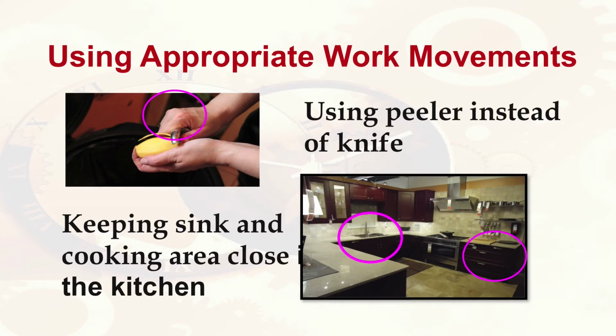How? You can use the peeler instead of the knife. So it will require less movement. You can organize or design the kitchen in a way so your work movements are reduced. So keep the kitchen sink and the cooking range in the same area. You can also make work sequence changes, one after another.